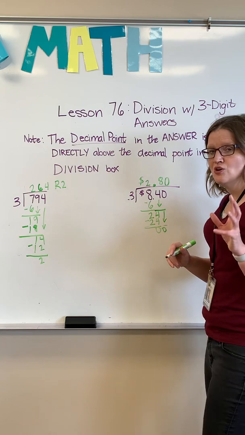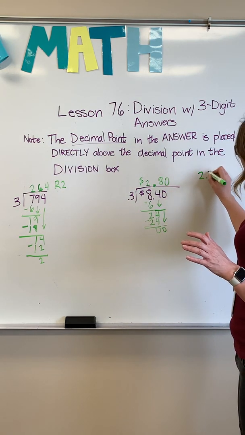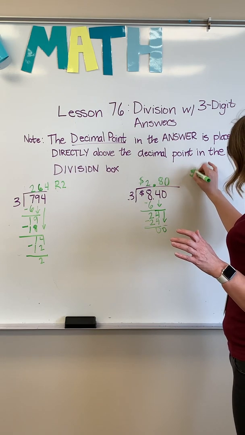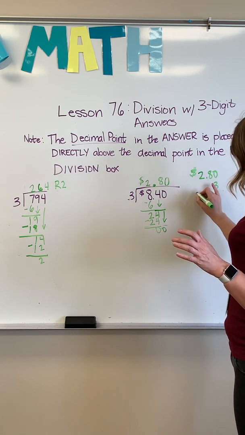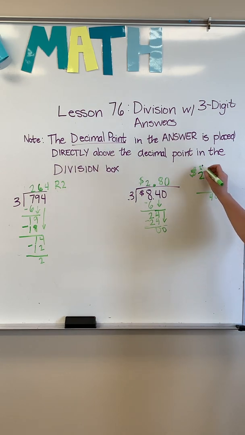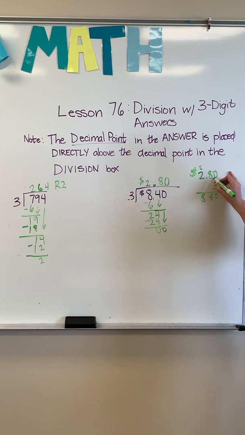Now I'd like to show you how we check this. We say $2.80. We're going to multiply this by 3. I say 3 times 0, 3 times 8 is 24. I carry my 2, 3 times 2 is 6, plus 2 is 8. And then I count how many decimal places I went in, 1, 2, and I go 1, 2.